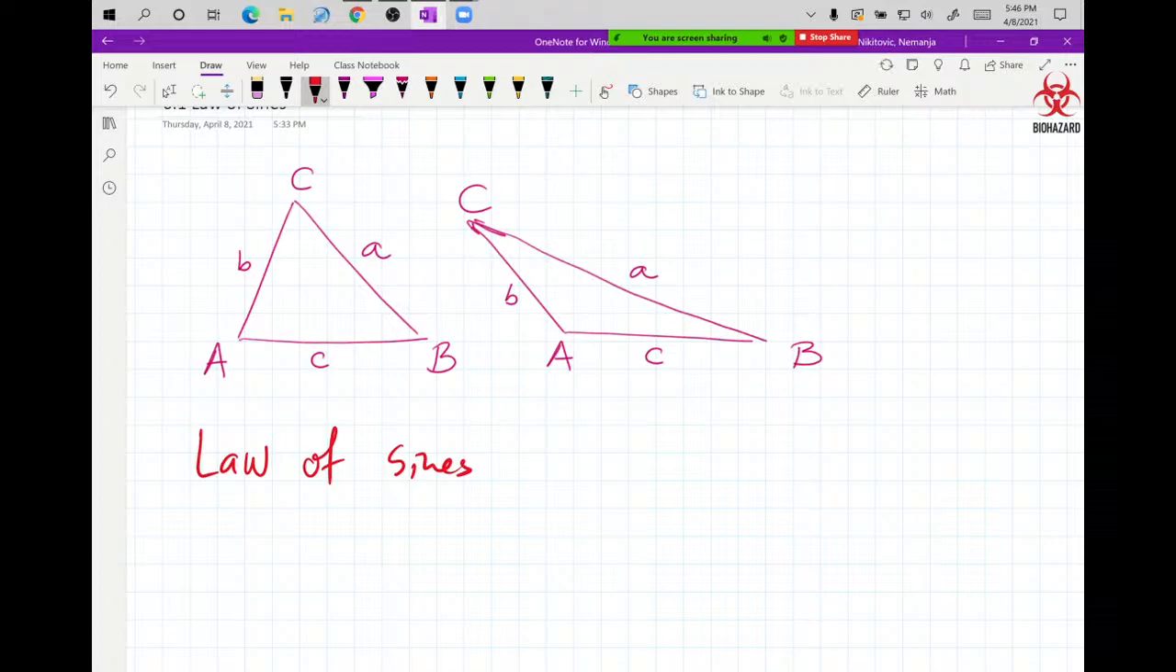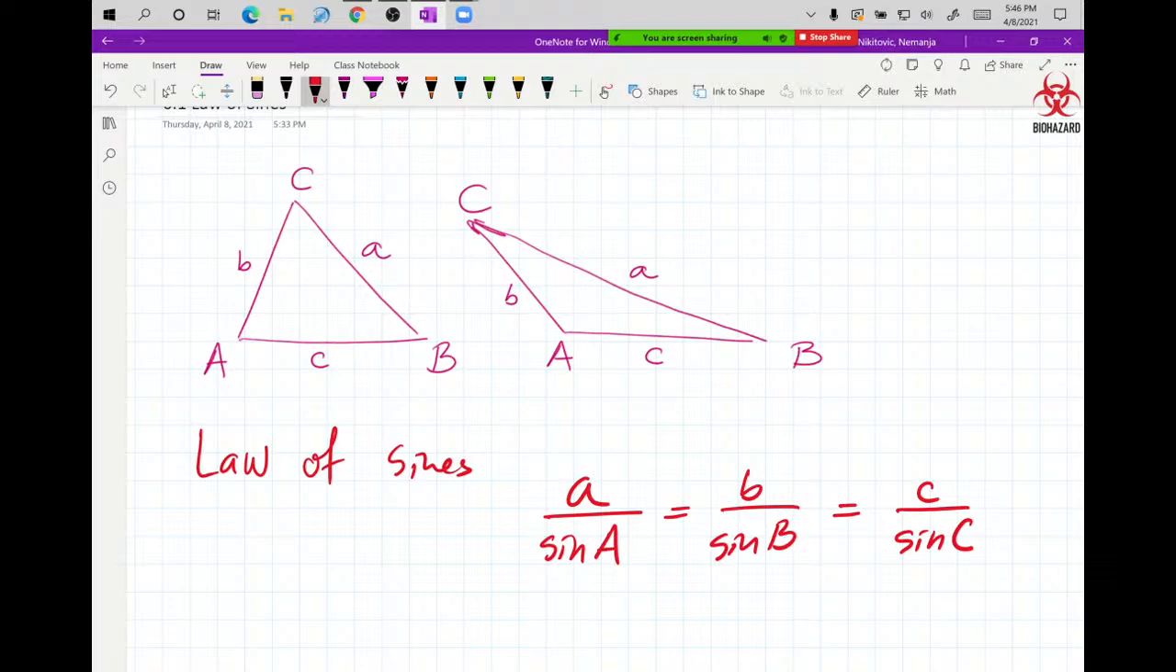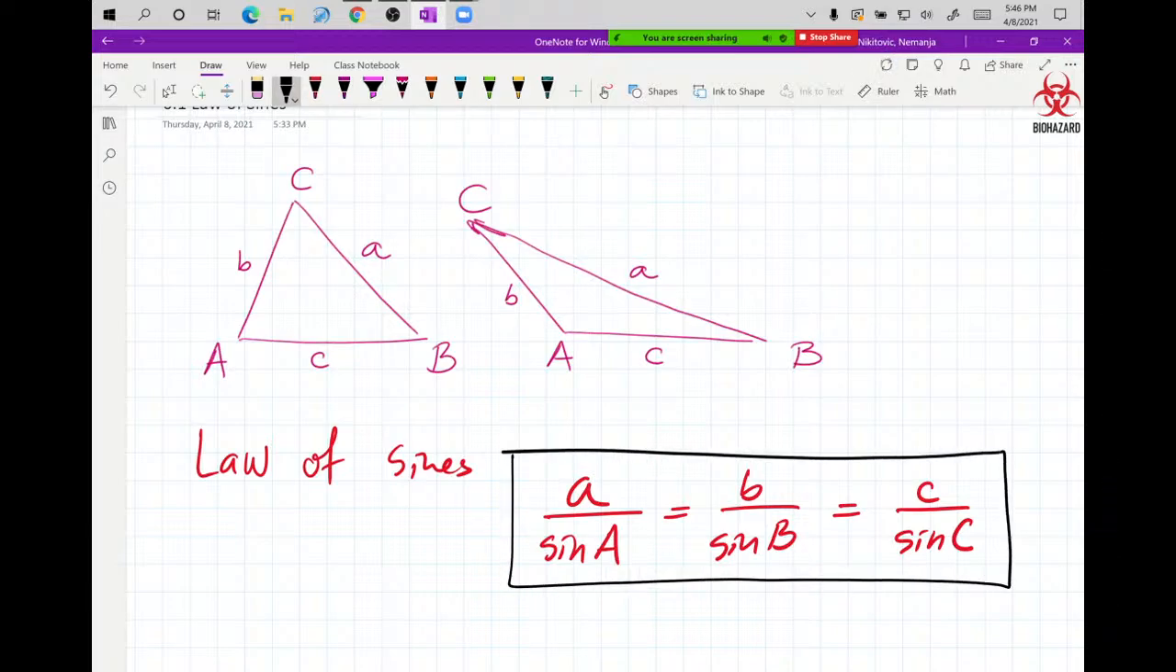says that a divided by sine of A is equal to b over sine of B is equal to c over sine of angle C. That's the law of sines. But it's very important to make sure that you are always using capital A and lowercase a across from each other. As you can see, C and c, and B as well, right?